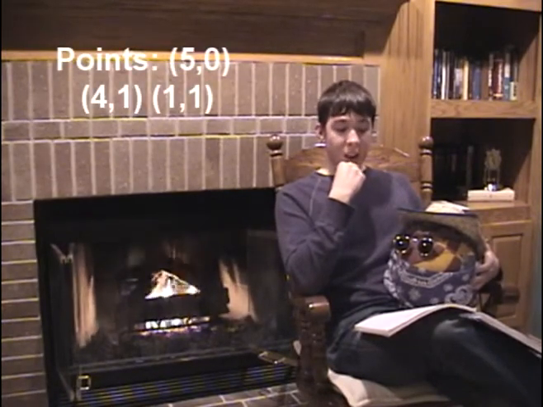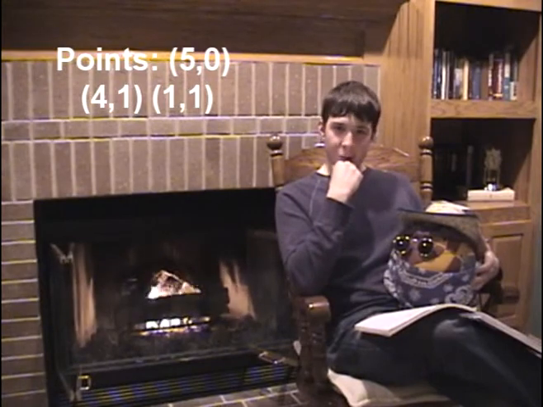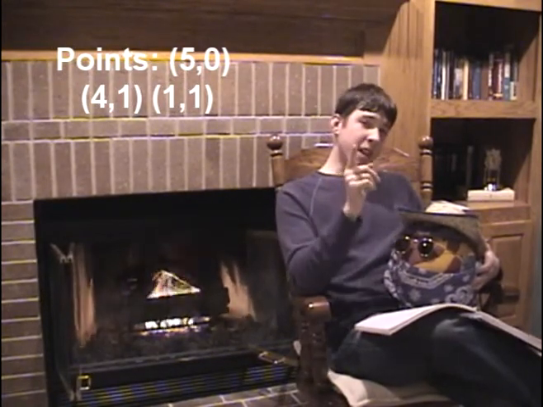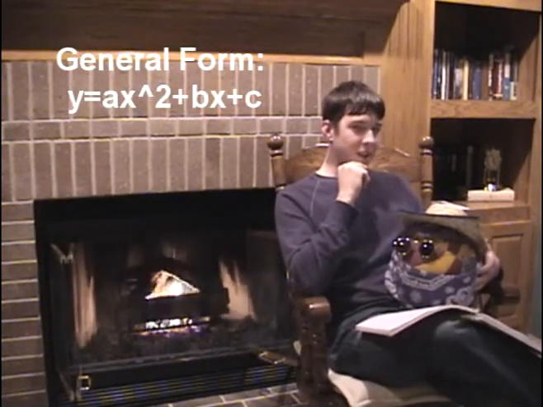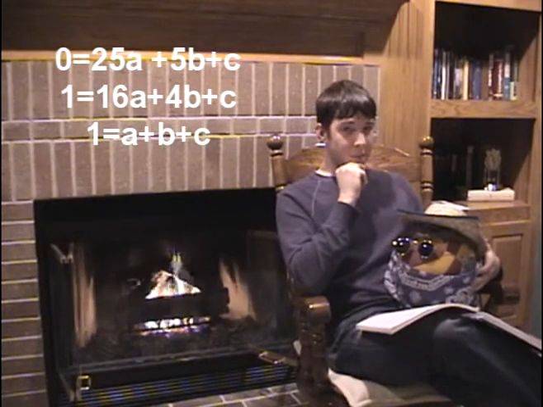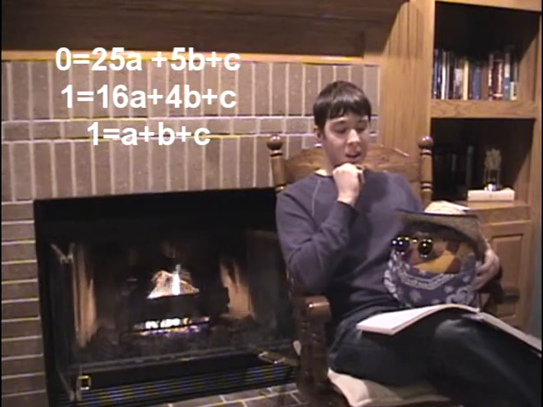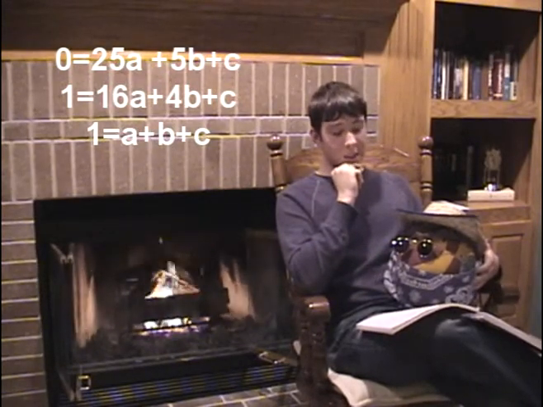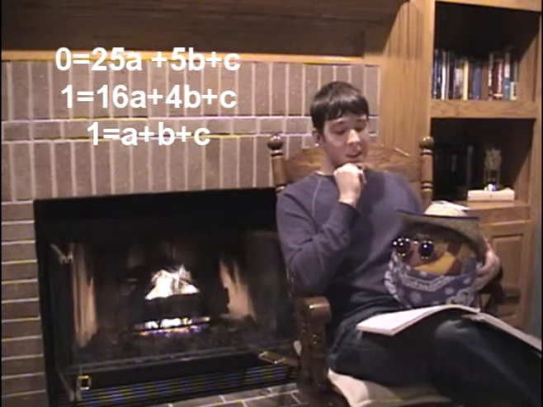Now, as you saw on the graph we made on the garage door, we had 3 points of intersection. At (5, 0), at (4, 1), and at (1, 1). The next thing we did is plug those into the general form, which is y equals ax squared plus bx plus c. Now the first one read 0 equals 25a plus 5b plus c. The second, 1 equals 16a plus 4b plus c. And the third, 1 equals a plus b plus c.